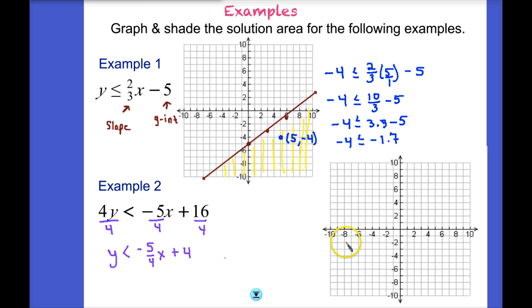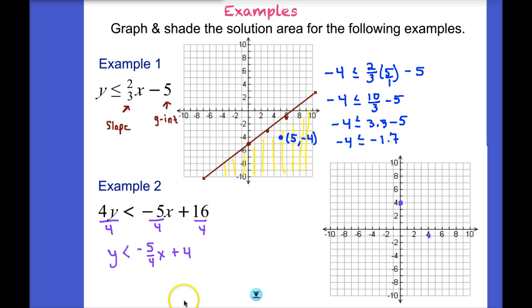Again, here's my y-intercept at positive 4. My slope is -5 over 4. From my y-intercept, I can go up or down 5 for my rise, so I'll go down 1, 2, 3, 4, 5 to here. Then I need to go left or right 4 to ensure that my slope is negative, so I go to the right 4: 1, 2, 3, 4.